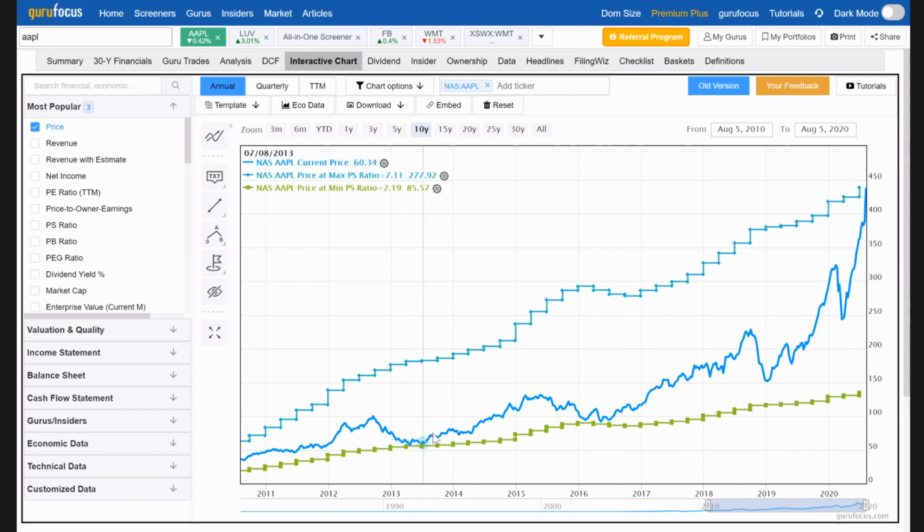And of course, another good time to buy is here. And this works well for companies that do not have very stable profit margins, because in that case, the PE ratio doesn't work very well, but the PS ratio works really well in this case.